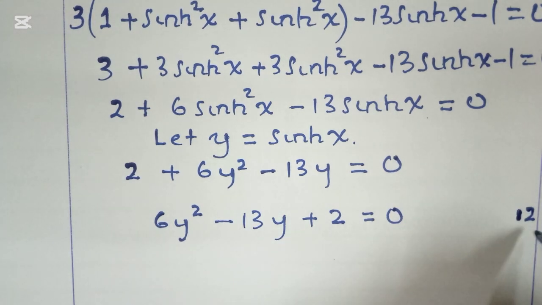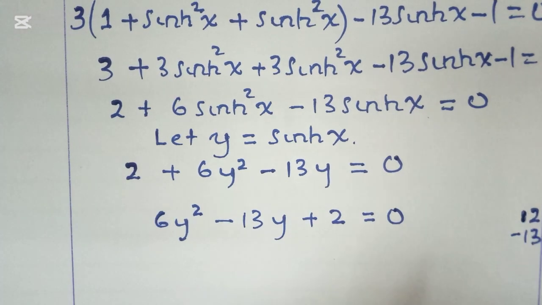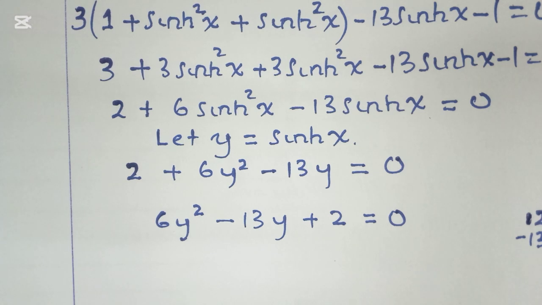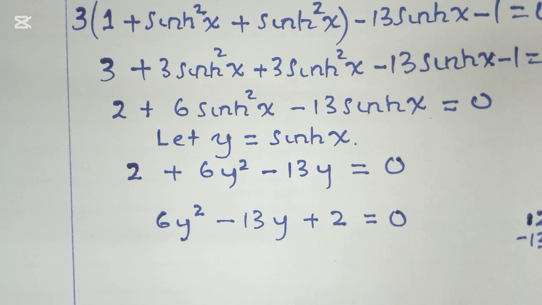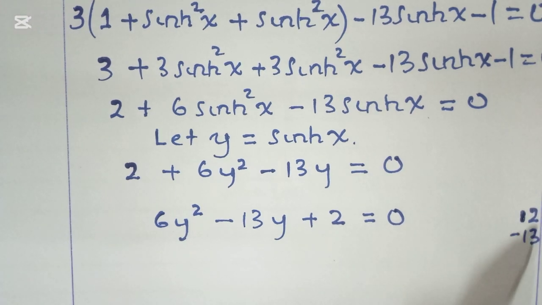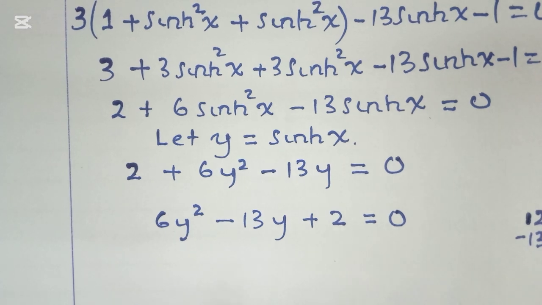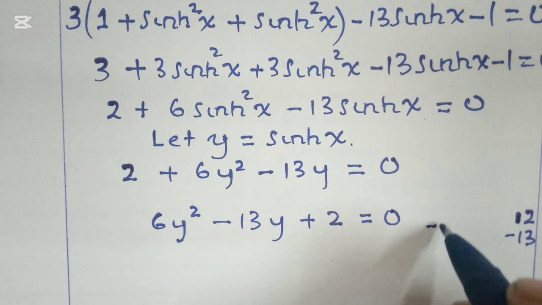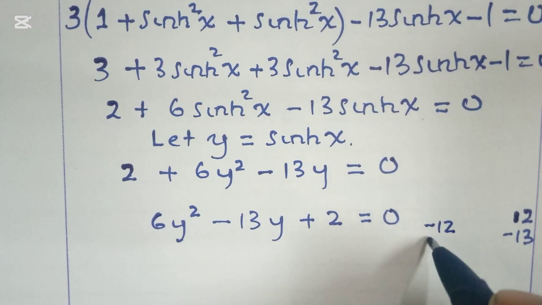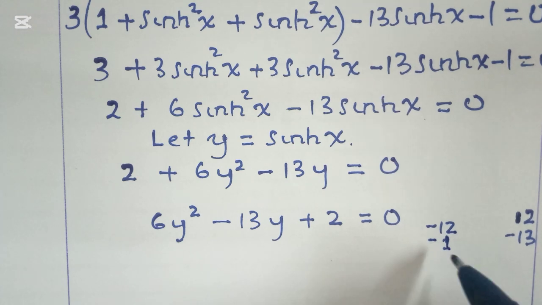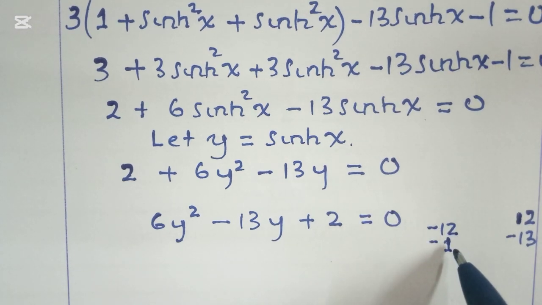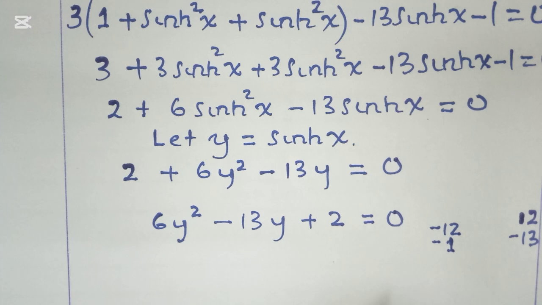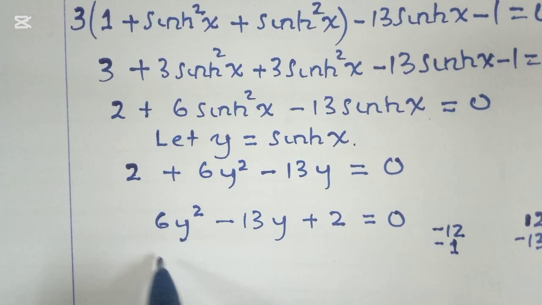If you add them, you get negative 13. So we now think about those two numbers. If you multiply them, you get 12. If you add them, you get negative 13. So the two numbers are supposed to be negative 12 and negative 1, since if I multiply them, you get 12, and if you add them, you get negative 13. And so, guys, we are going to now manipulate this.